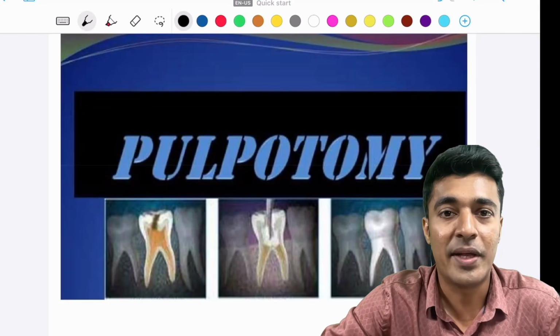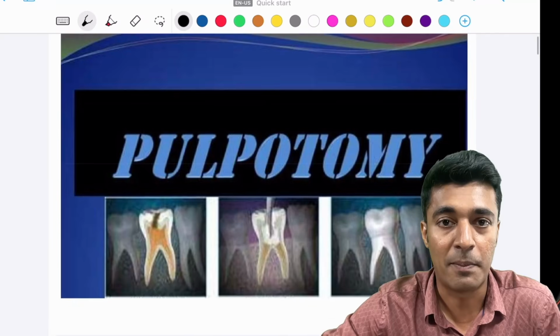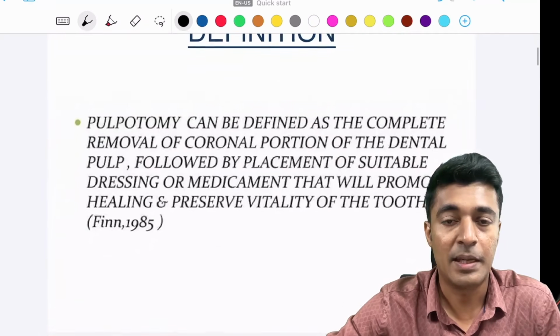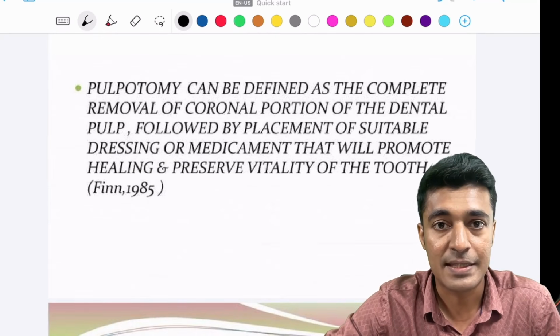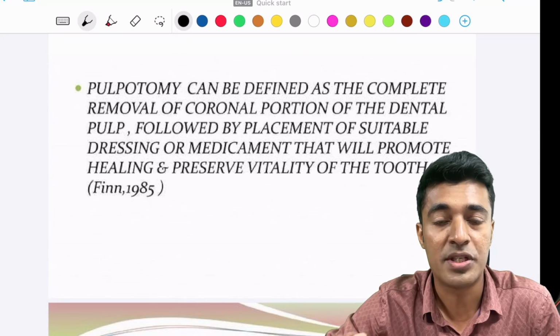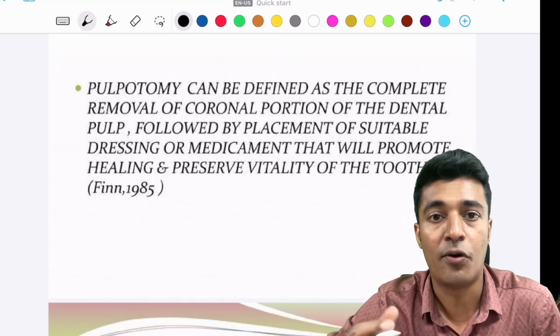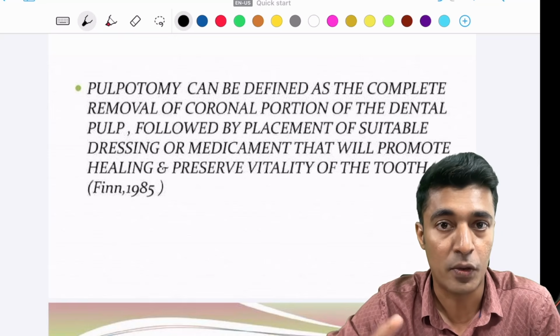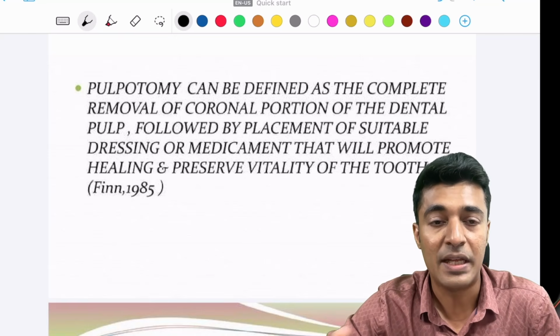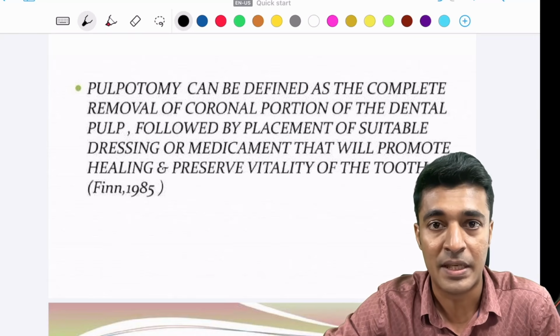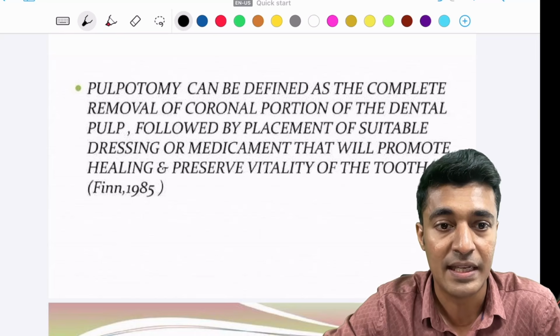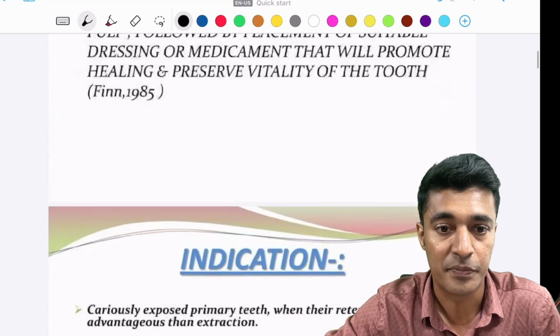Hello friends, today I'm going to speak on the topic pulpotomy. Coming to the definition, pulpotomy can be defined as removal of the coronal portion of the dental pulp followed by placement of a medicament or dressing that will promote healing and preserve the vitality of the tooth. This definition was given by Finn in the year 1985.